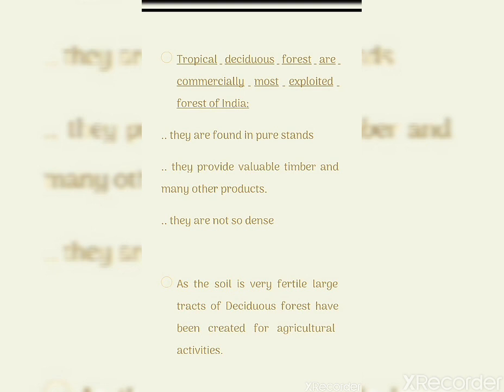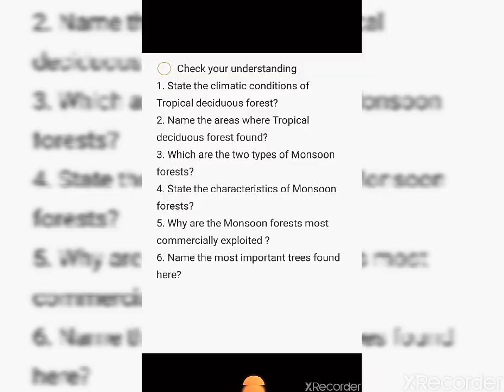And it is not much dense. Because of that, the accessibility to the forest is very easy. So this forest is exploited by most of the population in India. So exploitation is not only for the collection of timber or other products. The deforestation is taking place there for agricultural activities as the soil is very fertile.